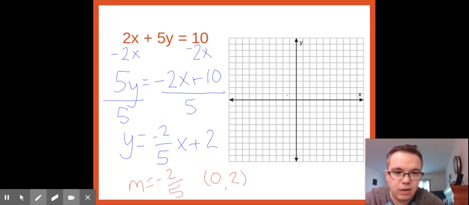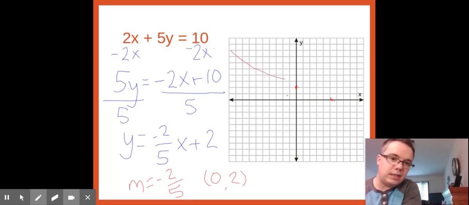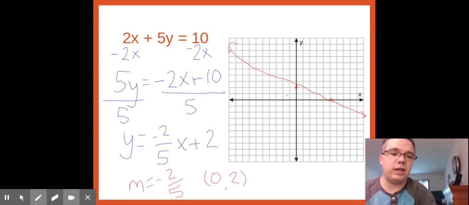So I'm going to start at 0, 2, put a dot there. And since my slope is negative, that means to go down 2, but my 5 is still a positive number, so I'm still going to go in the positive direction 5. So 1, 2, 3, 4, 5. And then remember, a negative slope means our line should fall, and so we get a line like this. So our line is falling.